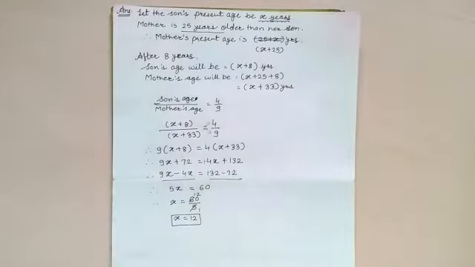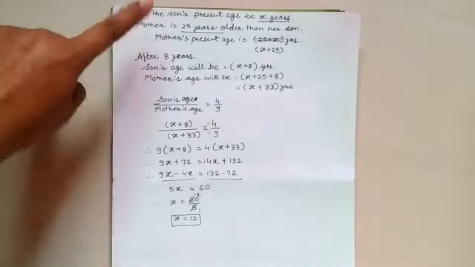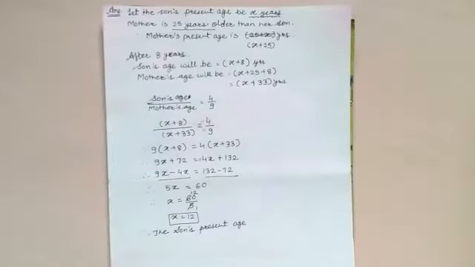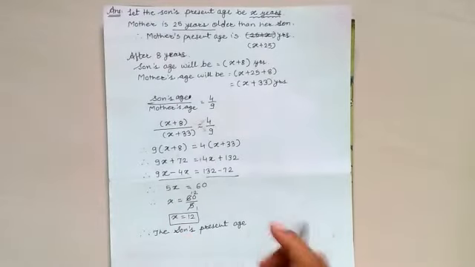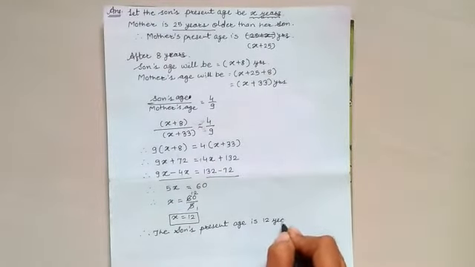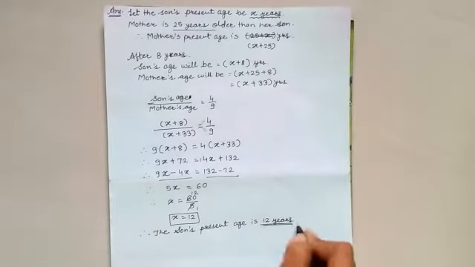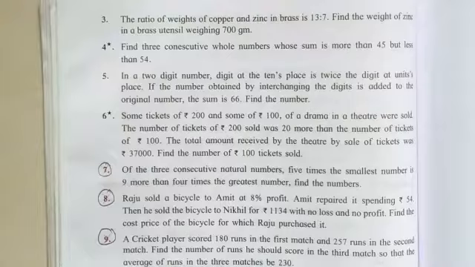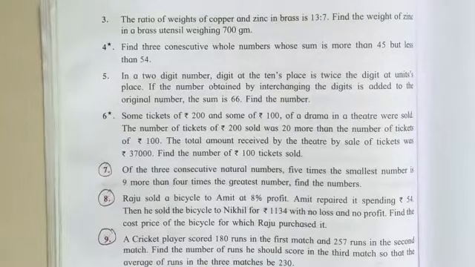Now students, we have to write this value of x into the proper wording format. Therefore, the son's present age is 12 years. If you want, you can take out the screenshot and write it systematically in your classwork notebook. Now students, let's start question number 3.